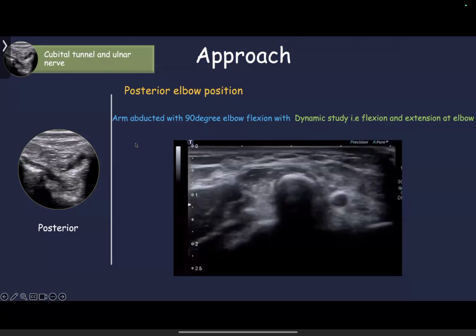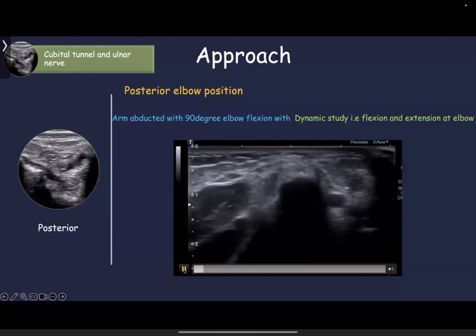It is mandatory to do a dynamic study to look for the integrity of the ulnar nerve, because sometimes the ulnar nerve subluxes and comes over the medial epicondyle. In this position, the arm should be abducted with 90-degree flexion at the elbow, and we perform a dynamic study, that is flexion and extension of the elbow. So far I have shown you all the normal things, and this is the last image, a pathological slide, right?